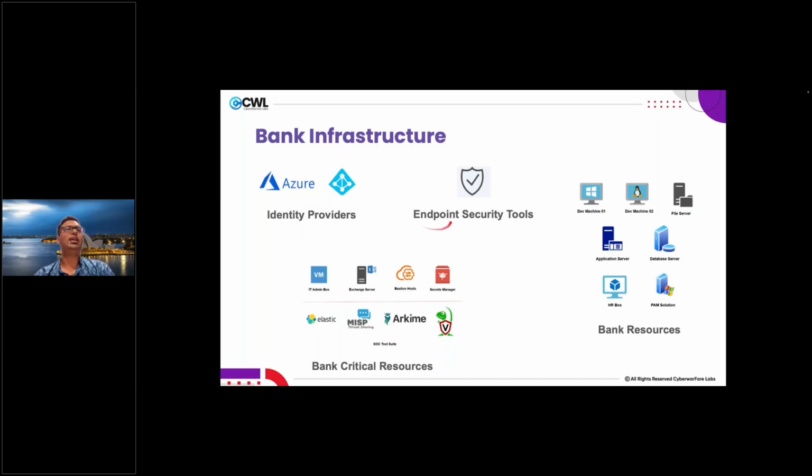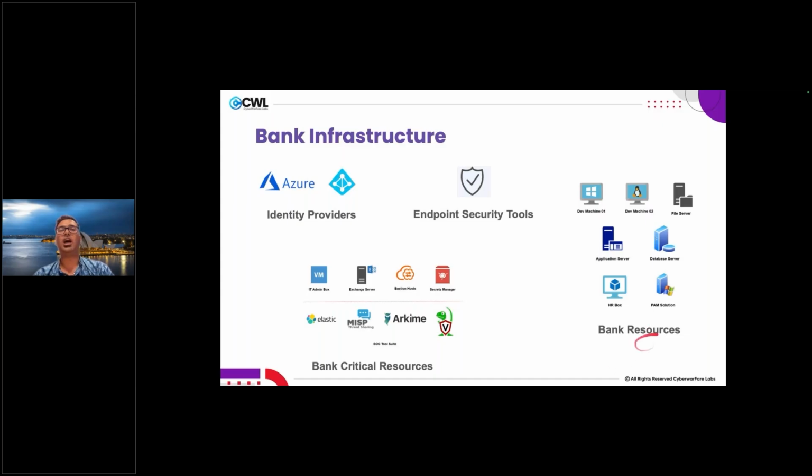Then second are the endpoint security tools. You will find a lot of them. There's a lot of variety on this: network based, host based, and other stuff. So you will see that endpoint security tools are deployed on the same. Then bank resources contain interesting stuff. For example, file servers, developer machines, application servers, databases, PAM solution, that is privileged access management. It's a very important thing that we have encountered during the engagements.